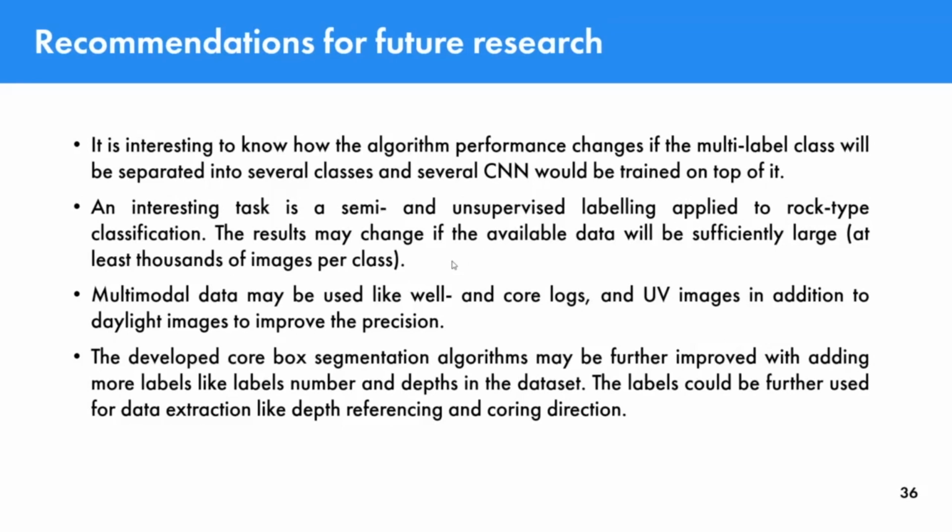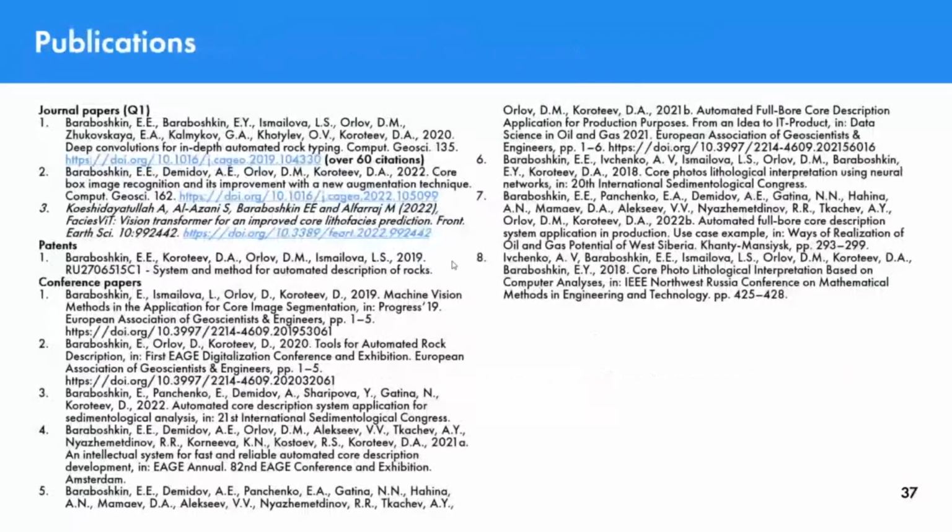Some additional data may be added to the data set, like well logs, to increase the description accuracy. And also various lighting conditions could be added, like UV images and so on. And the developed core box segmentation algorithm also could be improved by adding various labels, like number and depth labels and scales, which could also improve the overall experience of the user when he uses the system.